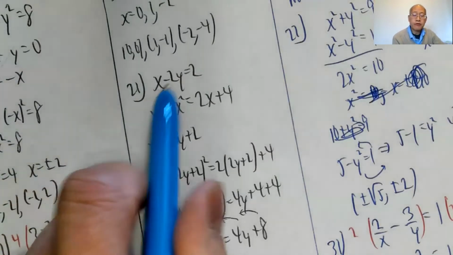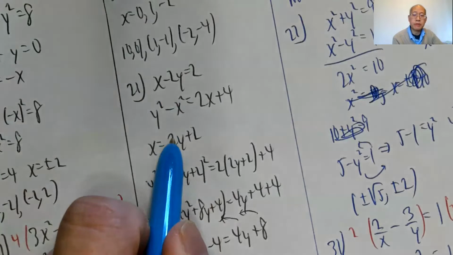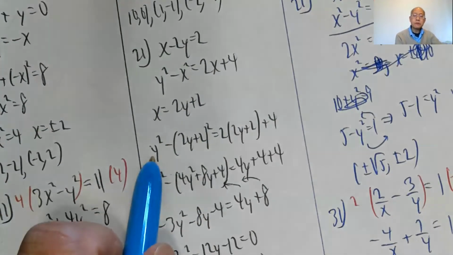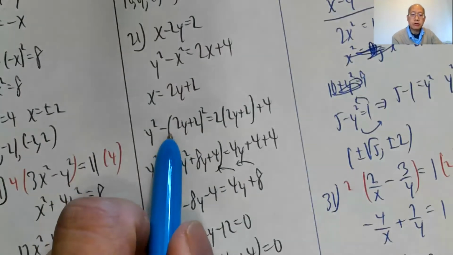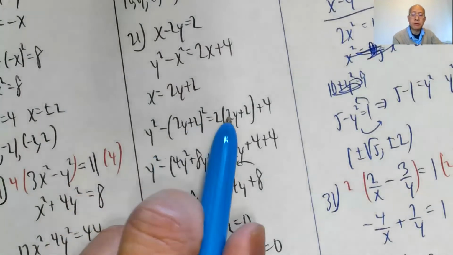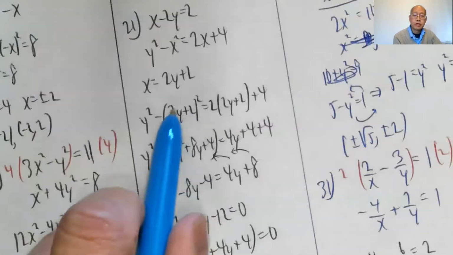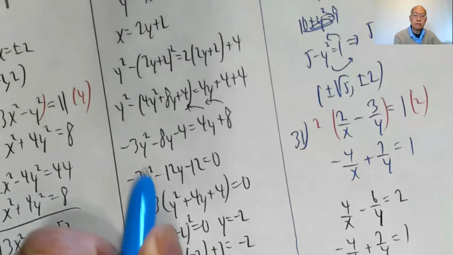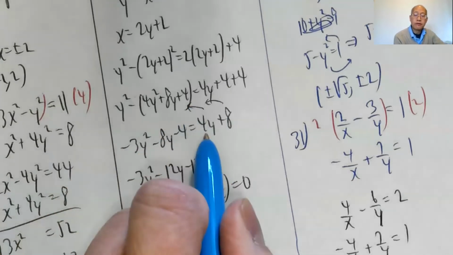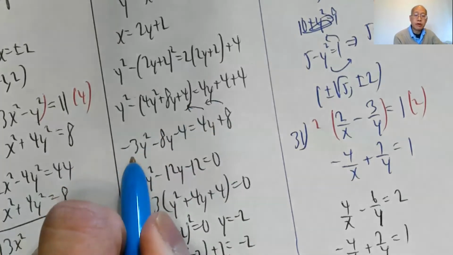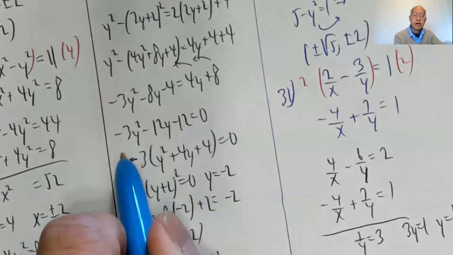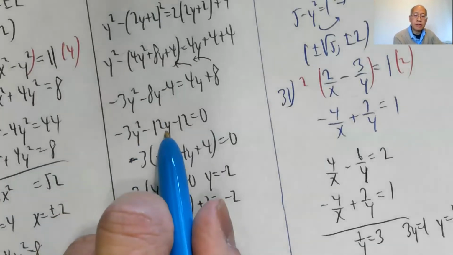Okay, 21, solve for x in the first equation. X equals 2y plus 2. Plug that into here and here. Y squared minus parentheses 2y plus 2 squared equals 2 times 2y plus 2 plus 4. Square this, you get 4y squared plus 8y plus 4. Combine over here, 4y plus 8. Negative 3y squared minus 8y minus 4. Throw these two guys on the left side. Negative 3y squared minus 12y minus 12 equals 0.